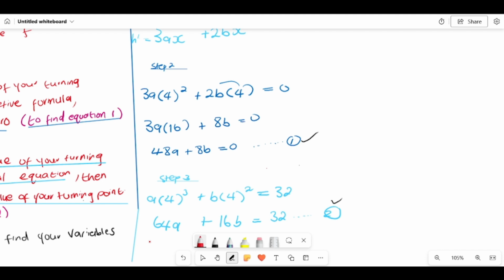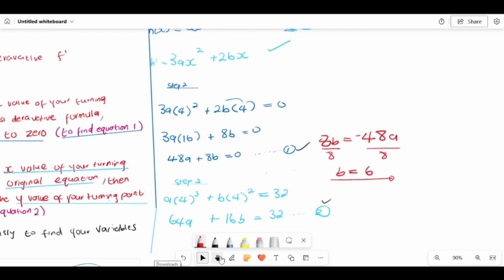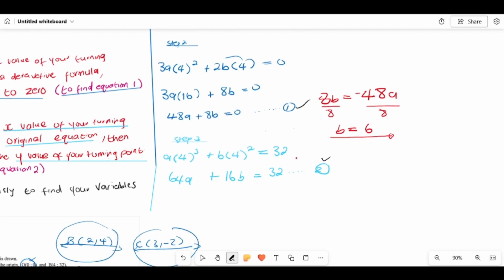So I'm going to try and make this equation to be in terms of b by just simply saying, okay, 8b is equal to, I'm going to take the 48a to the other side, negative 48a, right? And this is going to be a negative, remember, when it goes to the other side. And dividing both sides by 8, my b value here will be equal to negative 6a, right? So my b is equal to negative 6a. Now, if I have b in terms of a, can I find my a value? Yes, I can, right? So here, I'm going to substitute this into equation 2, right?